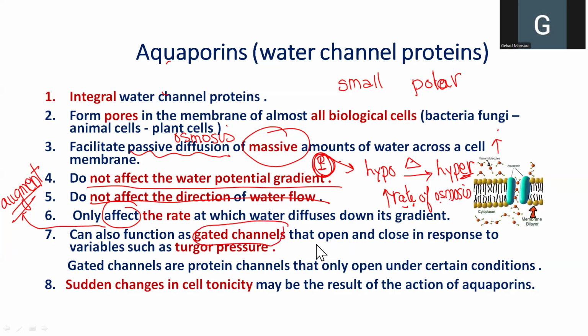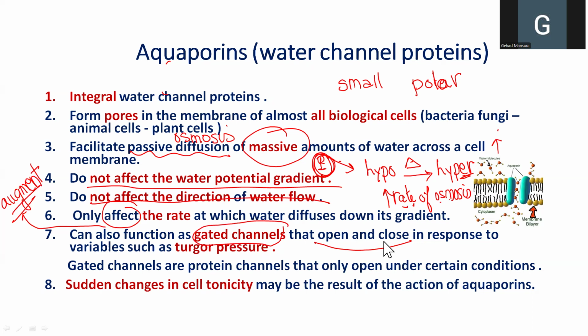Why do we consider them as gated channels? Because just like ion channels, they open and close in response to certain stimuli. And the stimulus here is turgor pressure. For example, if the turgidity inside the plant cell is high, then the aquaporins will partially close to minimize the entry of water by osmosis. So gated channels, as we've said before, are protein channels that open and close under certain conditions.